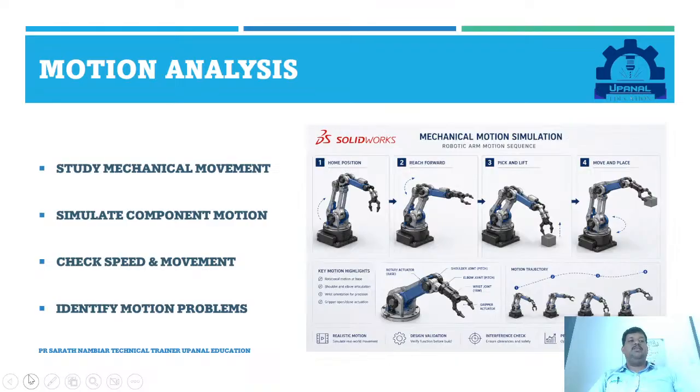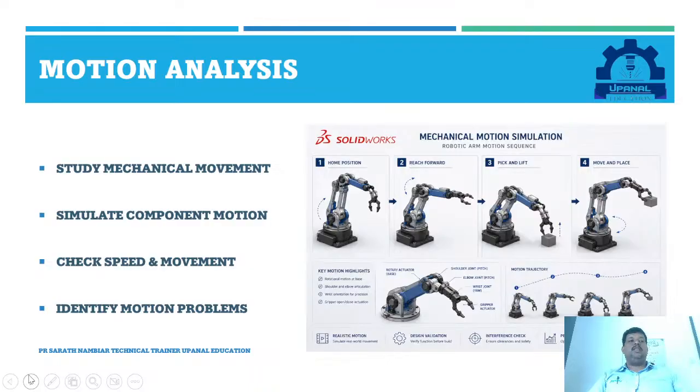With motion analysis, we can create a virtual representation of that movement and study how the components behave. For example, we may want to check whether a mechanism moves through the required range, whether two components collide during movement, or whether a particular component is moving too quickly or too slowly. We can also study things such as position, velocity, and acceleration, depending on the type of analysis being performed.